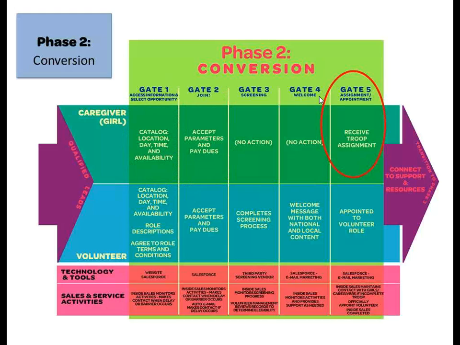For volunteers, there are 2 additional gates. So they'll too go and access the opportunity catalog. They will join, and then they will complete the screening process. After they complete the screening process, they'll receive a welcome email, and that will have the video that hopefully you guys had the opportunity to see in an email from Susan, and then they're appointed to their role. And so these gates, this is what we're going to go through today.